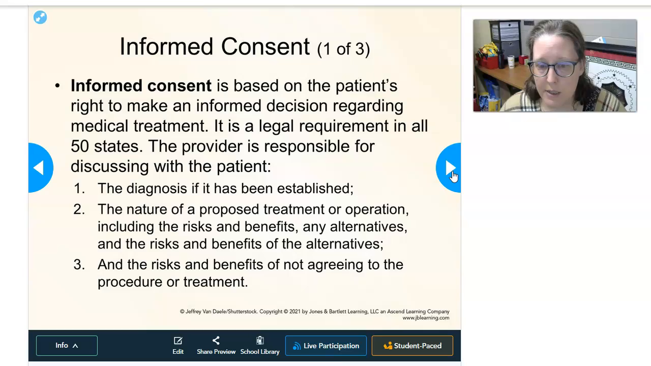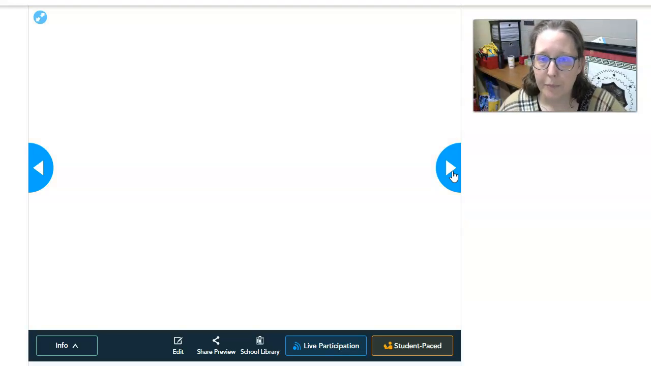3, the risks and benefits of not agreeing to the procedure or treatment. So say, okay, if you want to refuse treatment, then this is what you're looking at, because remember, the patient still has a right to refuse.